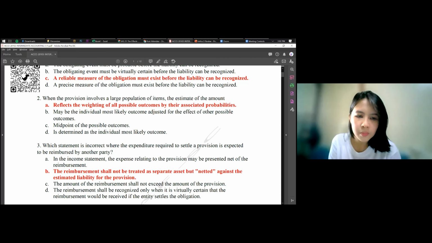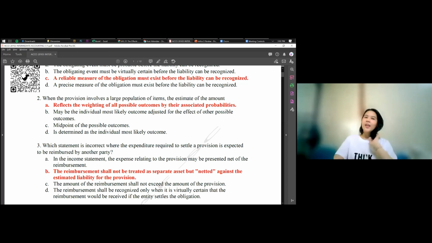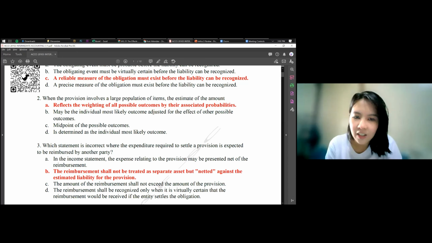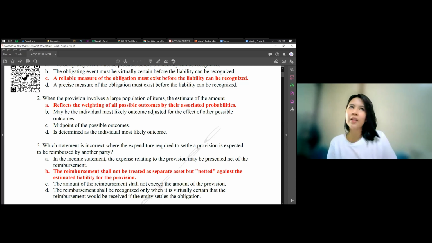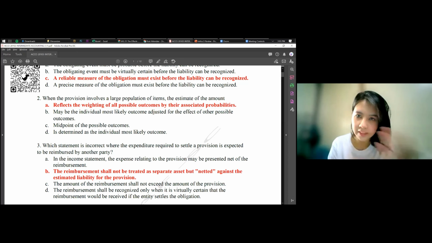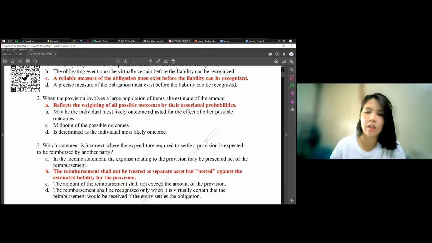So, next is the reimbursement shall be recognized only when it is virtually certain the reimbursement would be received if the entity settles the obligation. So, first off, diba, na-discuss natin kanina na this is a liability. And in liability, the bare minimum is probable. So, hindi mag-a-apply yung recognized only when it is virtually certain because nag-a-apply ito sa assets. Kaya nga, diba, disclosure lang ang contingent assets. Kasi recognize lang natin ang income or asset when it's virtually certain. So, that's it for number 3.